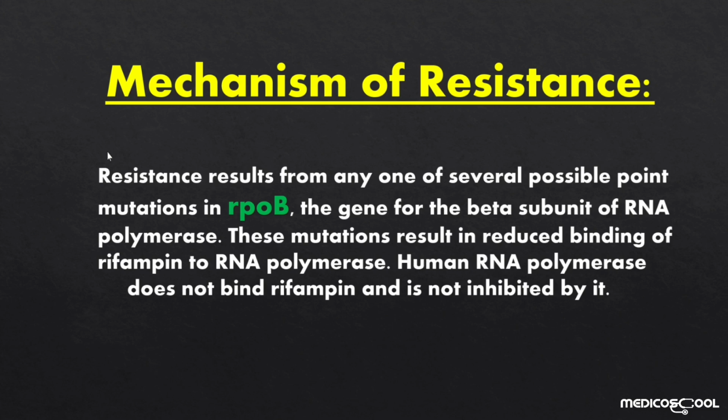Now coming to how the bacteria develop resistance against this drug. The resistance usually results from any of several possible point mutations in the rpoB gene, and this is the gene for the beta subunit of RNA polymerase. These mutations result in reduced binding of rifampin or rifampicin to the RNA polymerase, and thus it develops resistance to rifampicin. This is the mechanism by which Mycobacterium tuberculosis develops resistance.